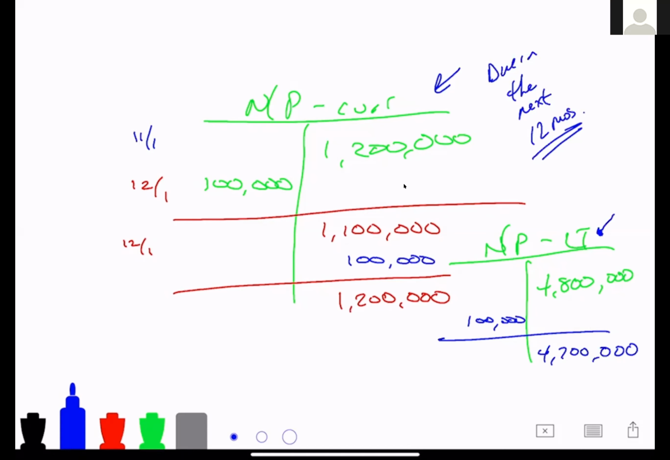Okay, and the long term, it's not really the principal, is it? It's just long term. It's still the principal, but it's the principal that's due more than 12 months from now. Okay.